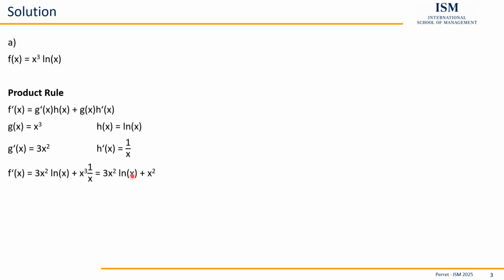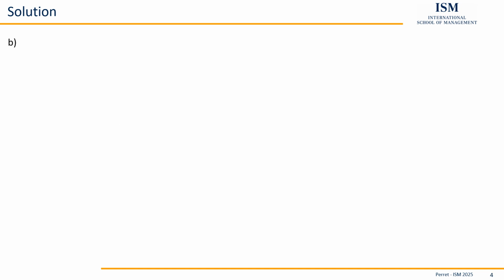Well, if I wanted to continue simplifying or factoring out, I could also factor out x squared. I'm not doing this at this point, but this would be one more step to make this maybe a little bit easier to understand. But this already is the first derivative of the part A. So we can take a look at part B.